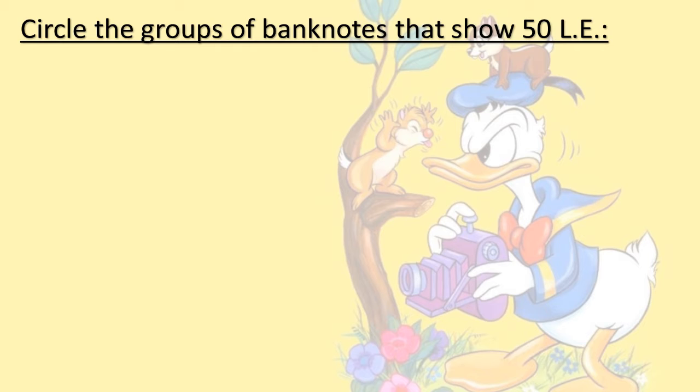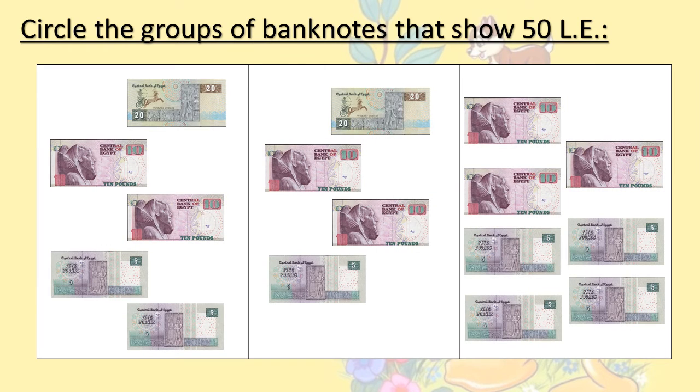Circle the groups of banknotes that show 50 Egyptian pound. Let's count the money in the first group. In the first group, I have 20 plus 10, that means 30, and 10, 40, and 5, 45, and 5 more, that means 50. Yes, the first group shows banknotes of 50 Egyptian pound.